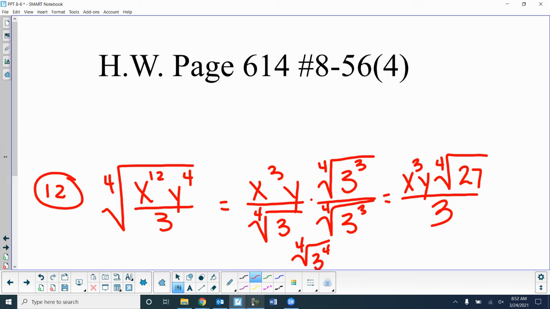Yes, ma'am. At the beginning where you said you can divide, you can do 12 divided by the 4 on the outside? Yes. The exponents divided by the index. That's where that 3 came from. And you can put the 1 there if you want, but we don't usually put the 1. Okay? All right. Any other questions? All right, 16.